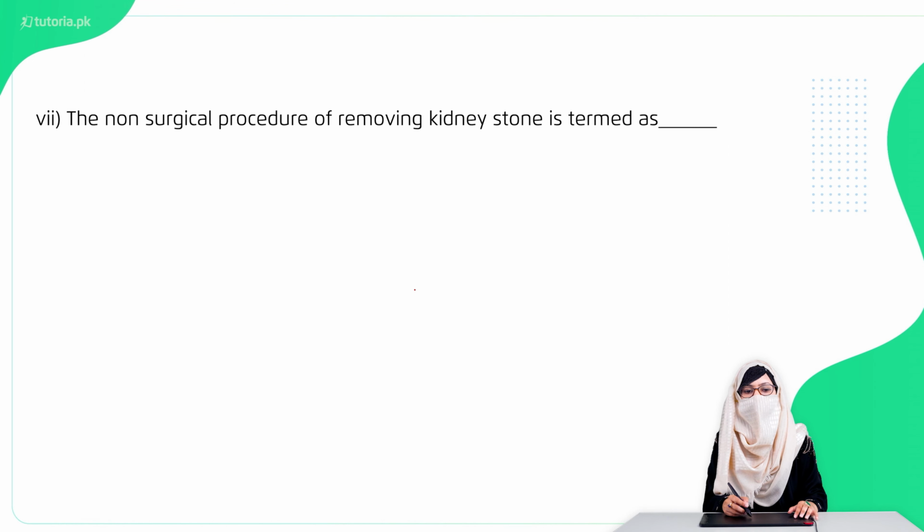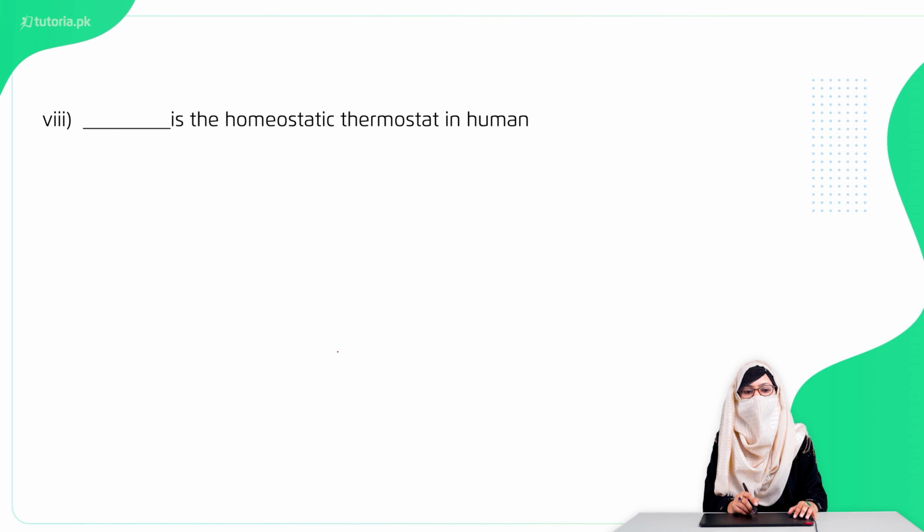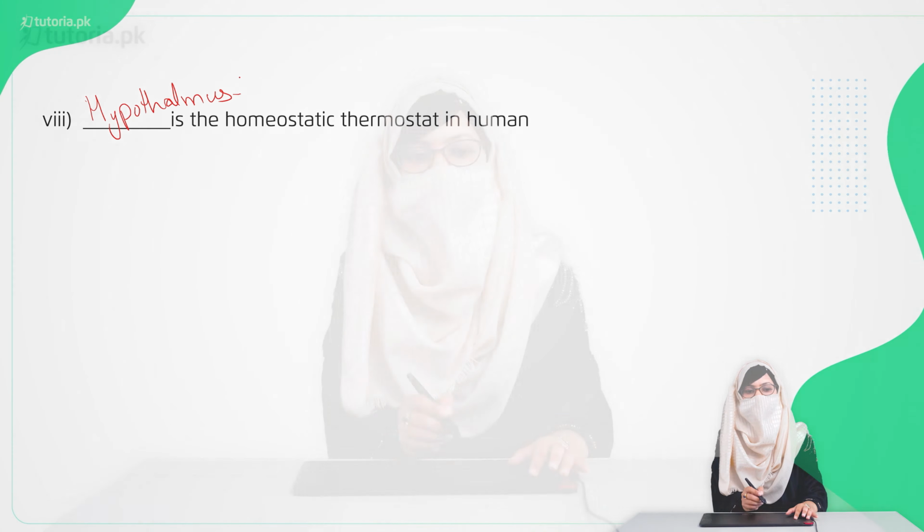Seventh है: the non-surgical procedure of removing the kidney stones is termed as lithotripsy. Dash is the homeostatic thermostat in the human. तो इसका right option है hypothalamus. इसके साथ ही हमारी फिल इन द ब्लैंक्स कंप्लीट हो गए. In the next video we will discuss the MCQs.